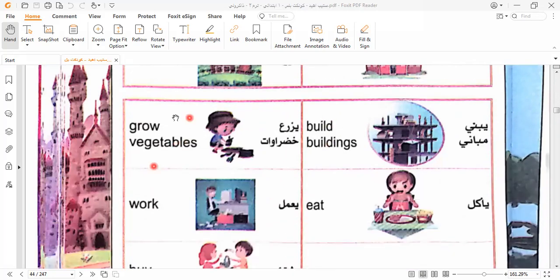We have grow plant. When we say grow plant, grow is used with what, grade 1? I will explain grow to you. We have two verbs used with some nouns. We have grow. Grow is used with crops. What's the meaning of crops? Something that we plant, like vegetables. We say grow vegetables.